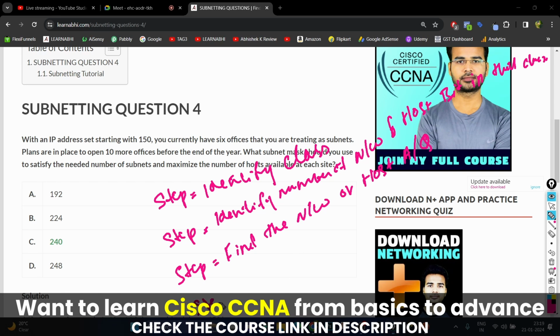And step number 4, once you identify how many bits are reserved for the network and how many bits remain for the host, you can very easily find the subnet mask. Got it? You just have to follow the steps and it will become very, very easy. And to find the subnet mask, at the end you have to calculate the value of the binary bits, which start from 2 to the power 0, 1, 2, 3, 4, 5, 6, 7. That's it.